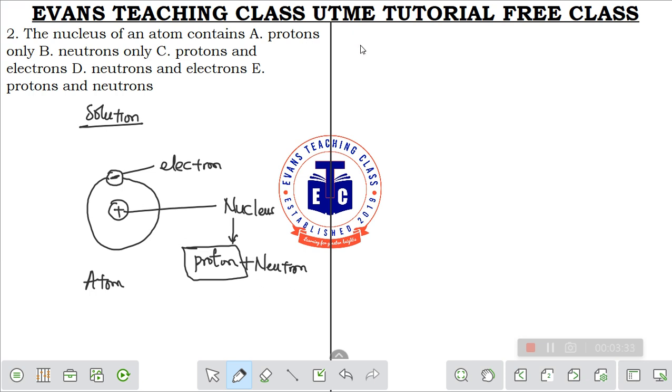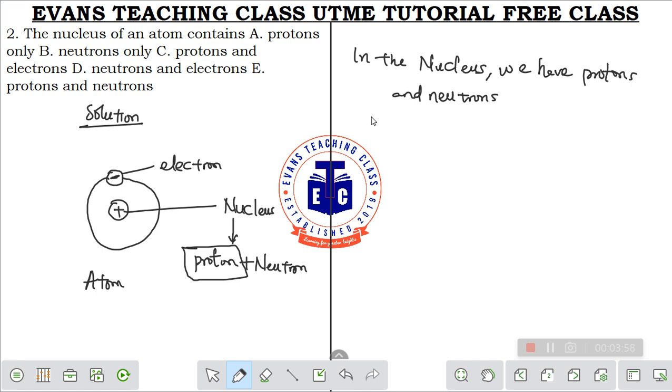So it means in the nucleus of an atom, we have protons and neutrons. Now there's still something you have to know. Some textbooks, instead of saying protons and neutrons, may say nucleons. Nucleons is the combination of protons and neutrons. So nucleons is the same thing as mass number.